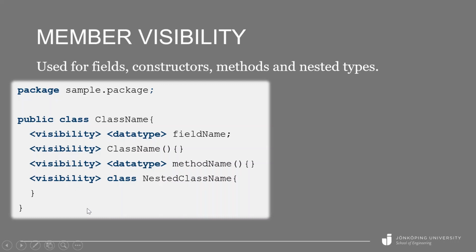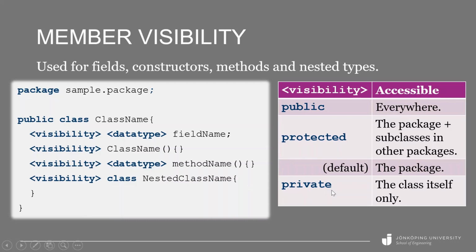So what are the different visibilities we can use for our members? Well, we have 4 different options: public, protected, private, and default. Just as with classes, public means that anyone is able to access this member. And the opposite of that one is private. If you use the visibility private, then it's only the class itself that has access to that member. If you don't give the member any visibility at all, so you don't write anything here, then it becomes the default visibility. Then it's only classes inside your own package, and of course this class itself, which belongs to its own package, that can access that member.